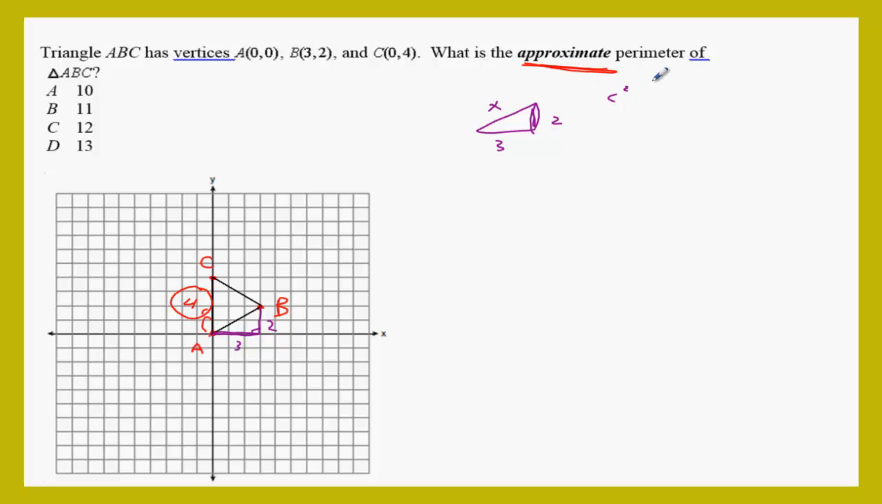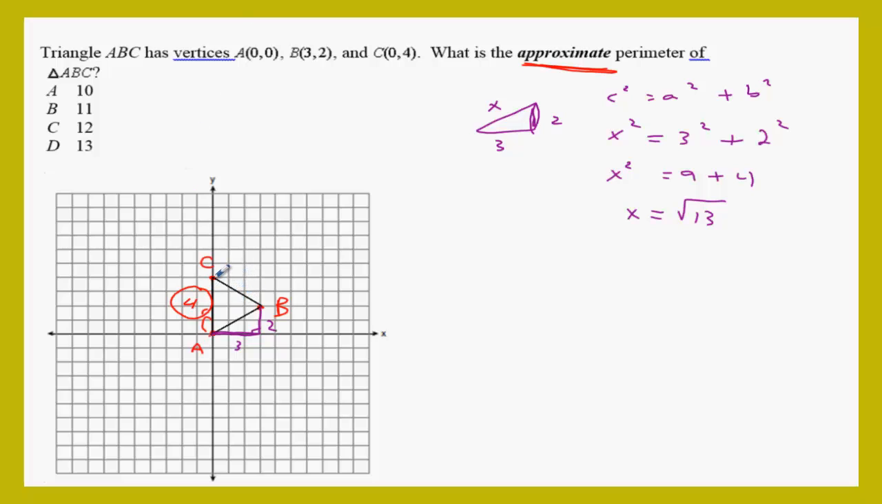We know c squared equals a squared plus b squared. So x squared equals 3 squared plus 2 squared. That is going to be 9 plus 4, which is 13. You take the square root of both sides, and you get x equals square root of 13. So AB is the square root of 13.